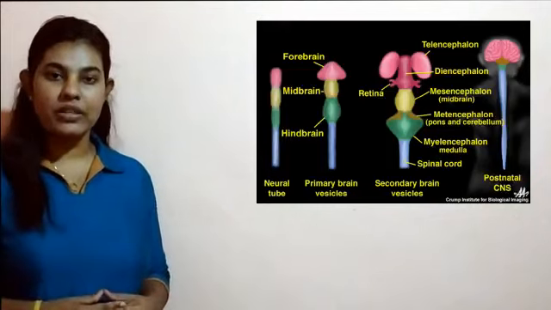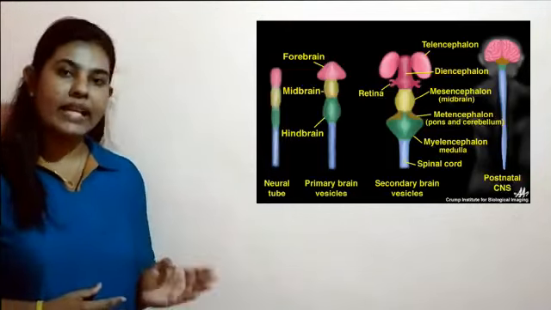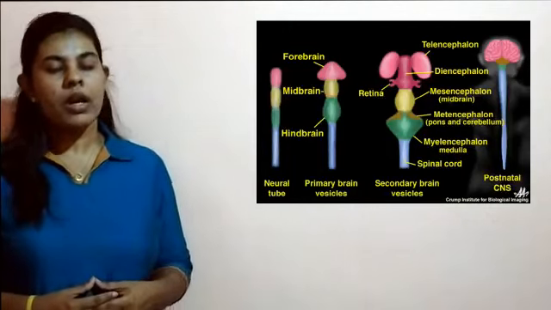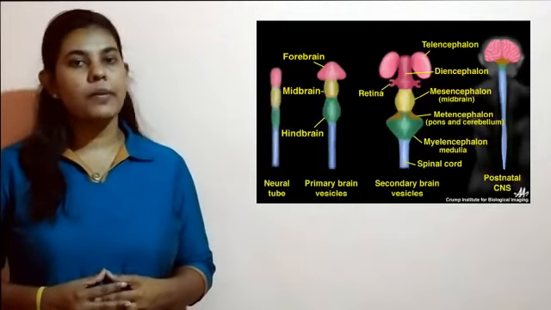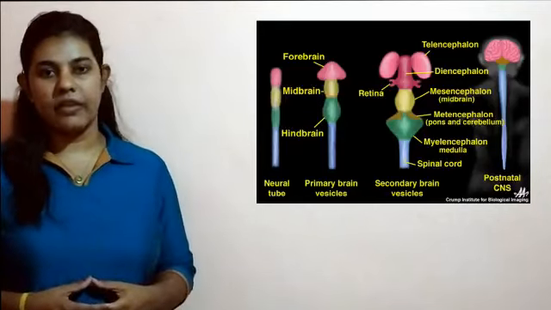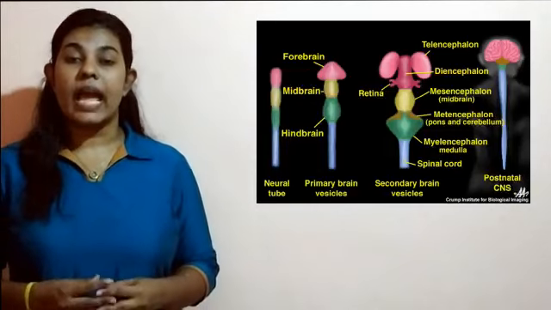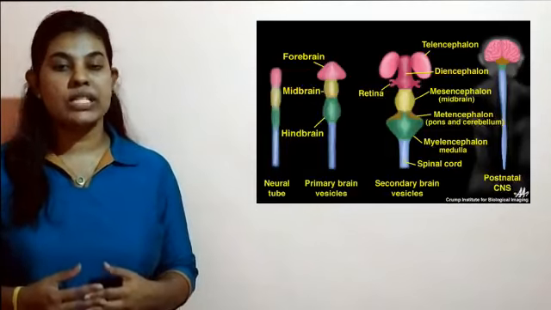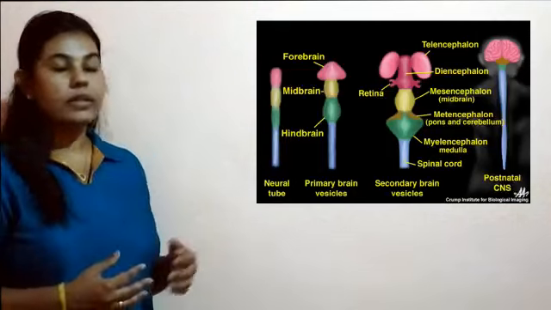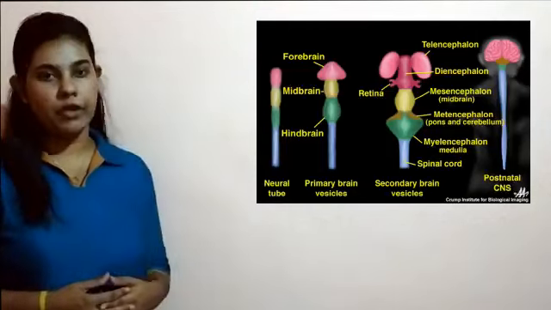The lateral ventricle and the third ventricle are derived from the telencephalon and diencephalon respectively. There is no ventricle in the mesencephalon, and the fourth ventricle is derived from the rhombencephalon. But from the mesencephalon, the aqueduct of Sylvius or cerebral aqueduct is derived. The spinal canal is derived from the spinal cord. Let's see the ventricles one by one.